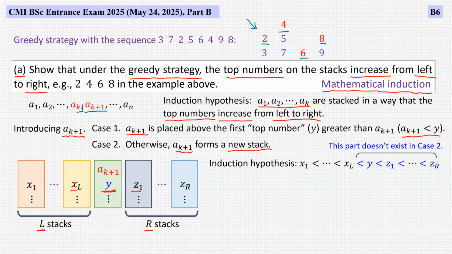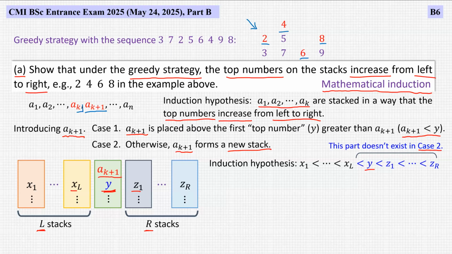Our induction hypothesis for k entries indicates that all top elements on the left L stacks are less than y, and all top elements on the right R stacks are greater than y. This also applies to case 2, where some parts of the inequality chain do not exist.